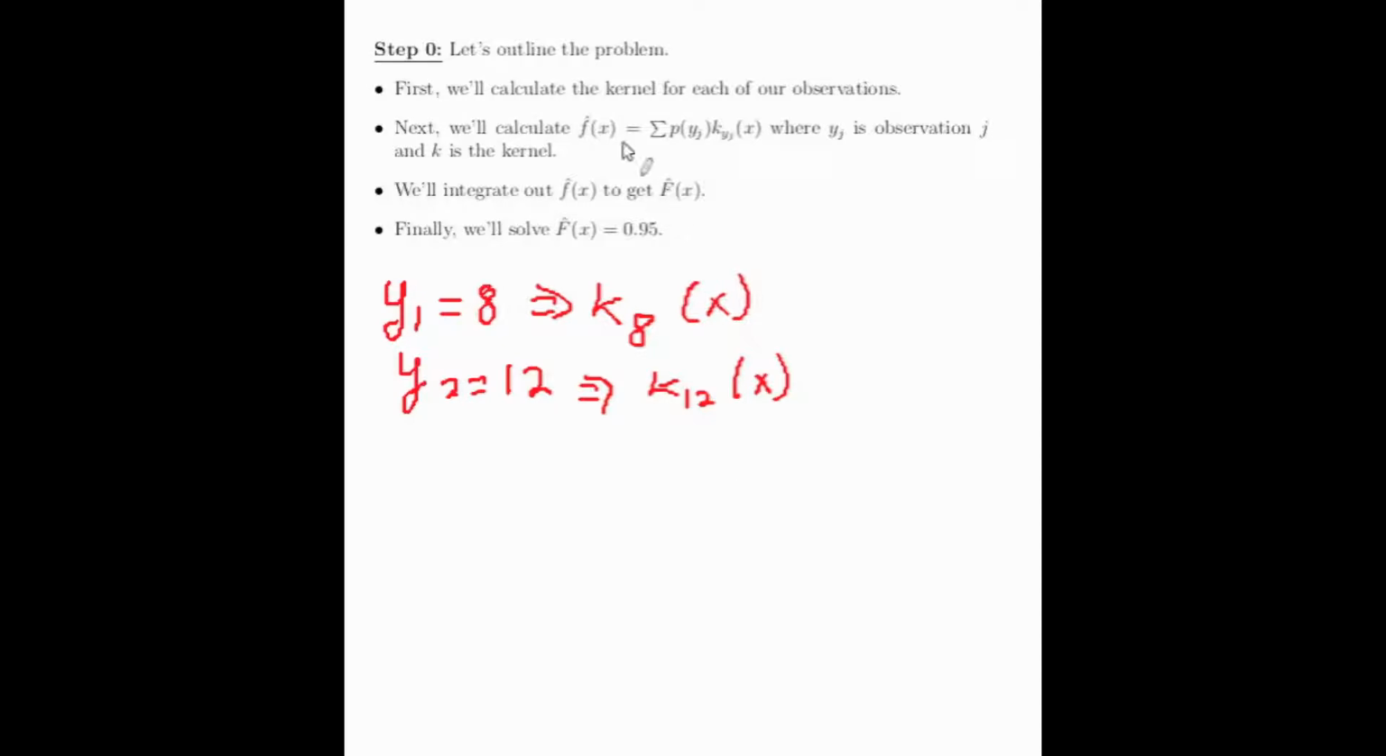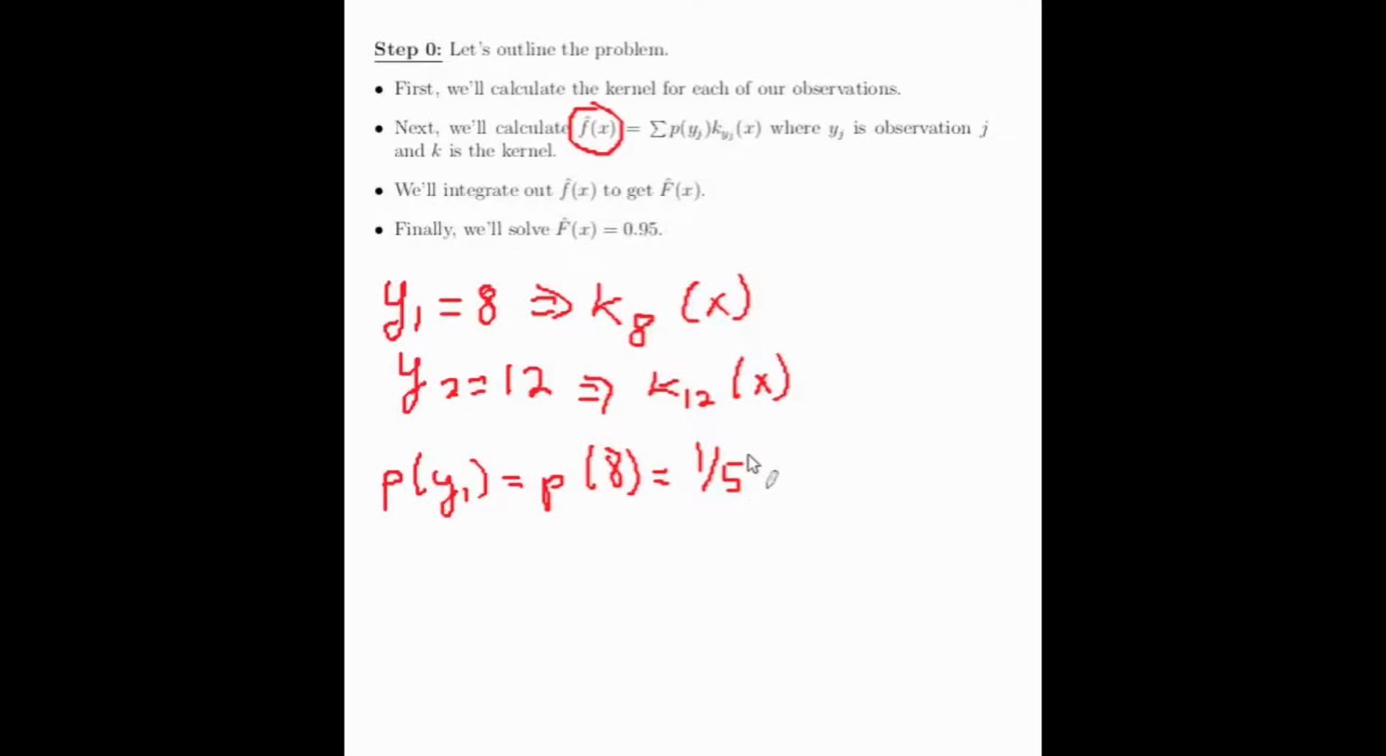Once we have all these kernels, we'll then calculate our probability density function by weighting each of these kernels by the number of times each observation occurs in the data. So for instance, p(y1) is equal to p(8), which is just 1/5, because observation 8 occurs only once in the data.